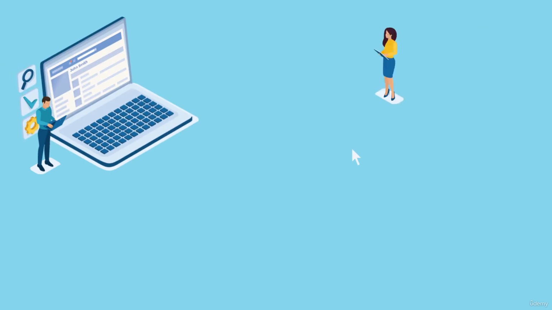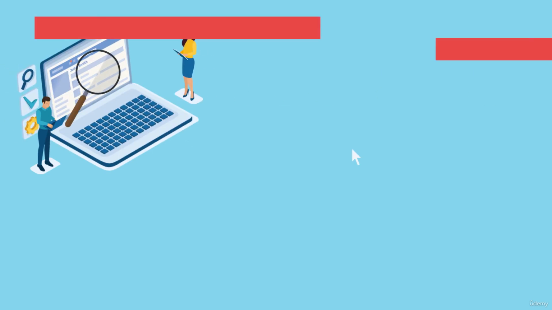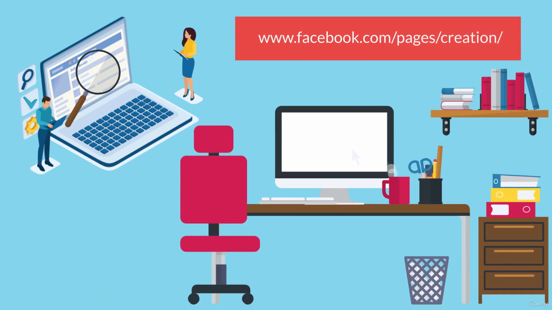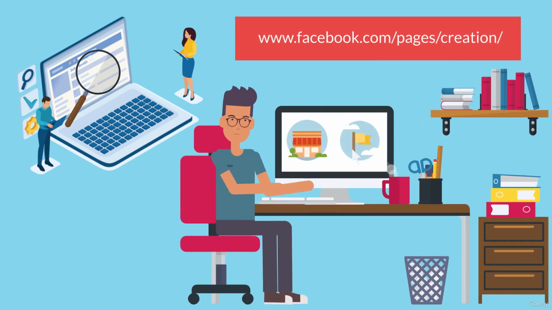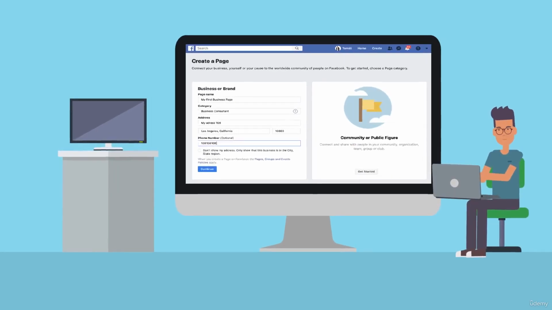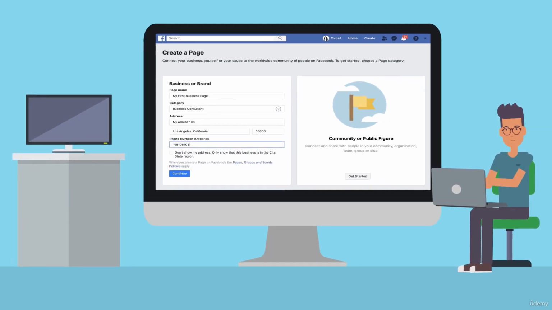Firstly, if you don't have a Facebook business page, go to www.facebook.com/pages/creation and get started with your business or brand page. You can set up your Facebook business page within a few minutes in an easy step-by-step process. Start with your name and category. Be sure to fill out your address and contact information properly.